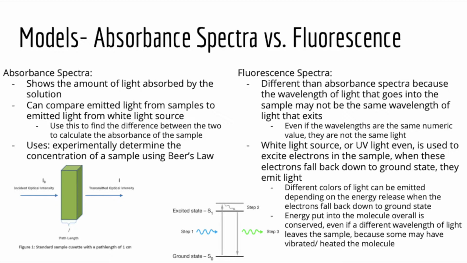A fluorescence spectra is different than absorption spectra because the wavelength of light that goes into the sample is not the same wavelength of light that exits. Even if the wavelengths are the same numeric value, they are not the same light. A white light source or a UV light is used to excite electrons in the sample, and when these electrons fall back down to the ground state, the energy difference causes a release of light. Different colors of light can be emitted depending on the energy release when electrons fall back down to ground state.